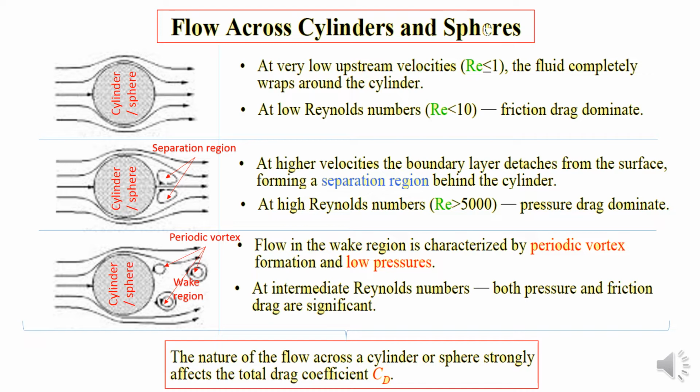So before you determine the total drag coefficient CD, you need to first understand the Reynolds number across the cylinder and which region of flow happens across the cylinder, before you can identify the total drag coefficient.